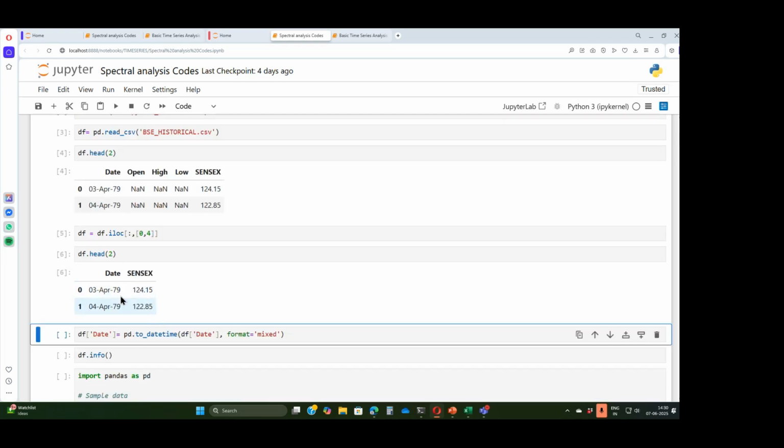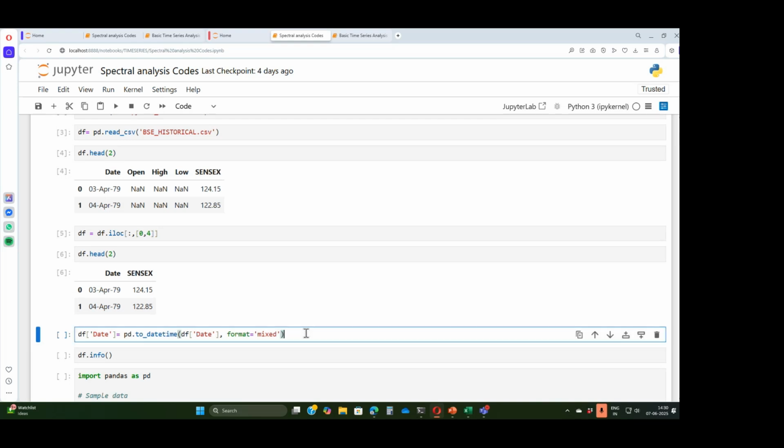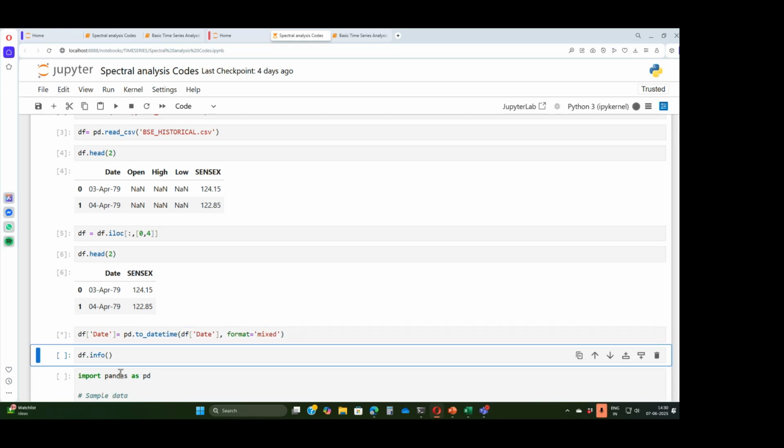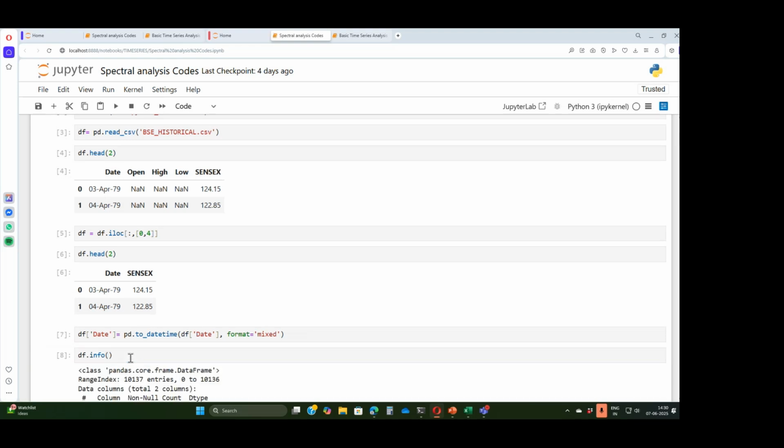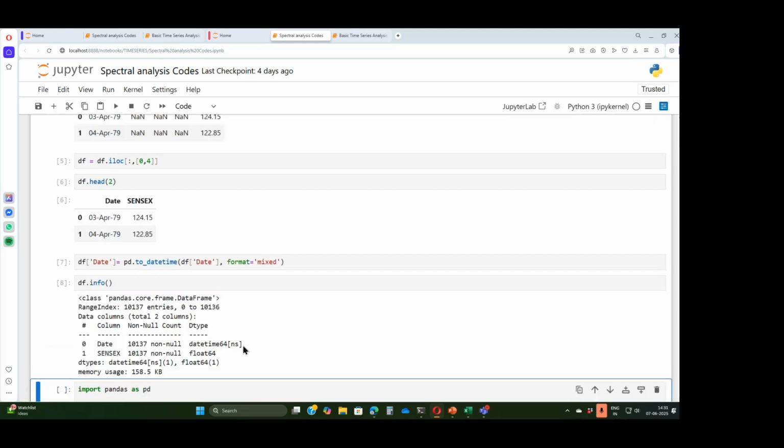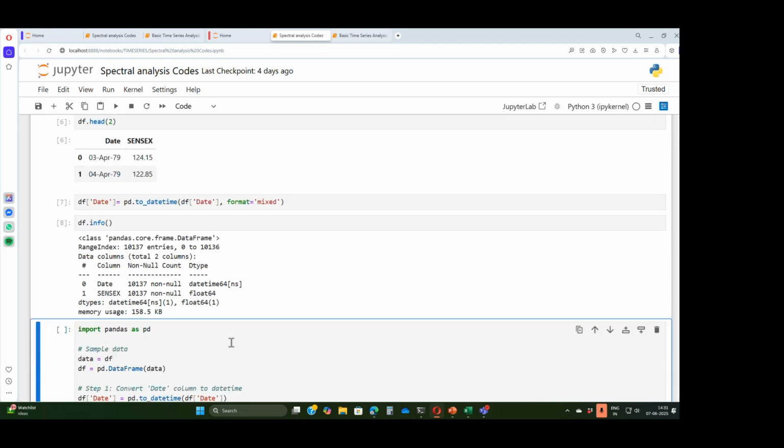Then I have to convert this into a date format. If you've seen my earlier videos, you'll understand. pd.to_datetime. Since the format is not sure, I say format is mixed. And now when I look at the info, it tells me that the date is in the date format. I wrote in the very beginning, in the first class on introduction to time series, that it's an absolute must that in any time series data, there should be a column which indexes the date. It could be year, it could be something, and it should be in chronological pattern.